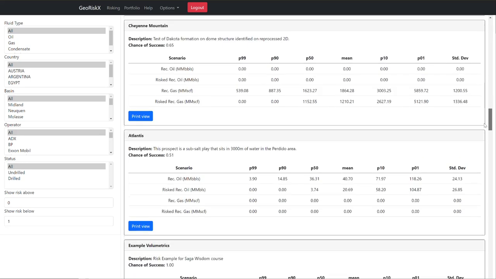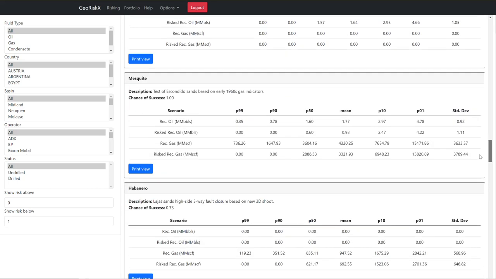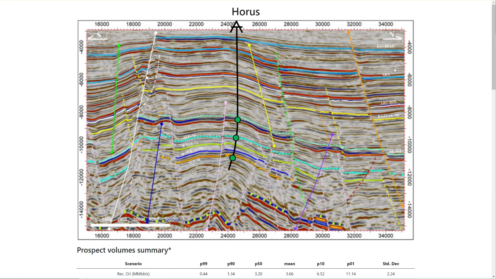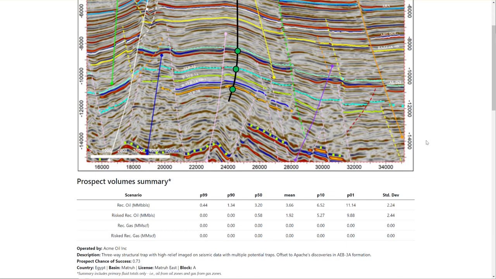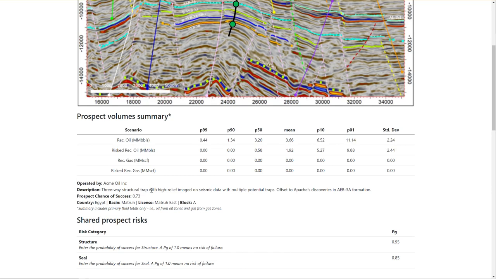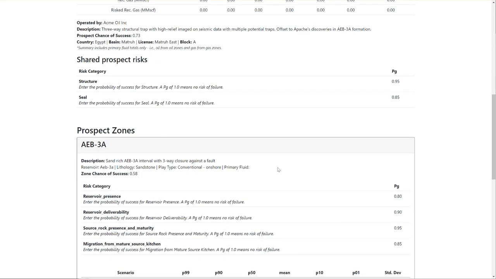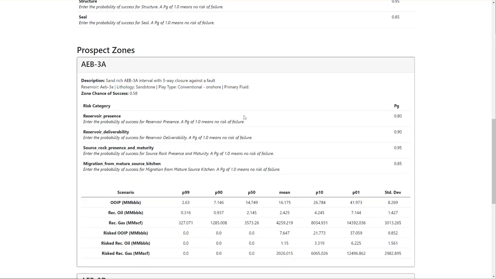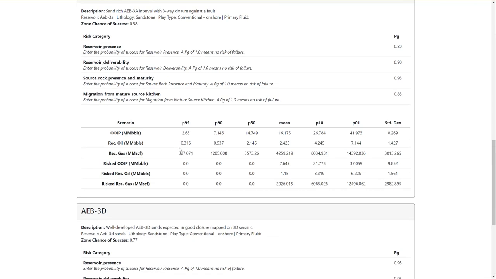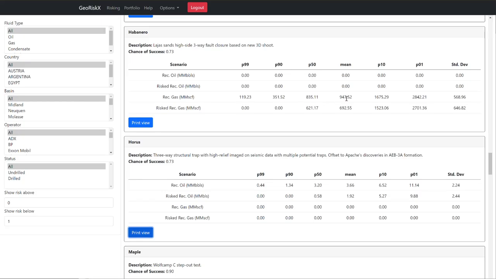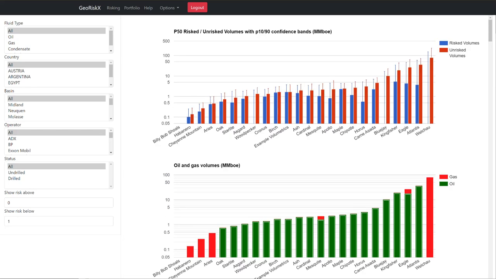And we can also look at a printout of any of our prospects. So let's look at the print view of Horus. What we see is we have our cover images here. If we have multiple images, it'll be a carousel that'll flip through. We get a summary view, the key facts about it. Then we can look at our shared risk and the risking and volumetrics for each of our zones. And this is all available to us as part of the standard package here in GeoRiskX.